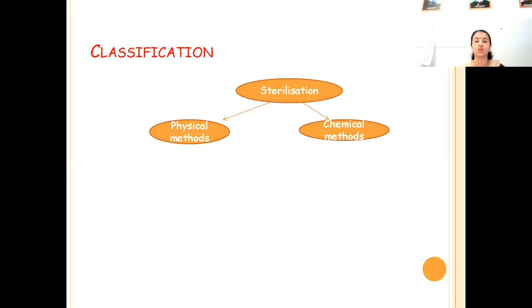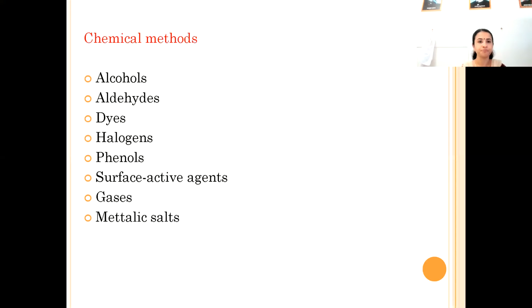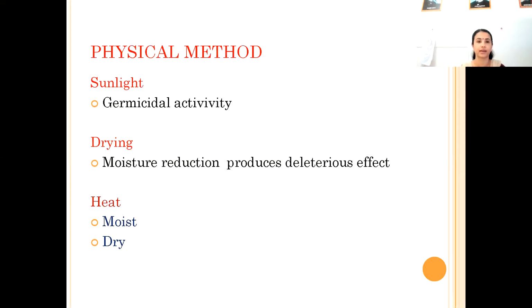The classification of sterilization is mainly physical methods and chemical methods. Physical methods are mainly sunlight, drying, and heat. Heat includes dry heat and moist heat, then radiation, non-ionizing radiation and ionizing radiation, and filtration. Chemical methods of sterilization are called disinfection. They are alcohols, aldehydes, dyes, halogens, phenols, surface active agents, gases, and metallic salts.